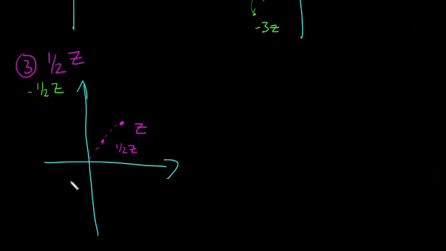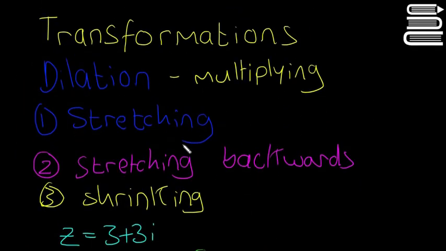It's going to be the same just on this side, so it's the same distance away as this one is from the origin, but it's also backwards, where minus z would be the whole way out here. Yeah? So hopefully that all makes sense there, the different transformations that happen when you multiply complex numbers.